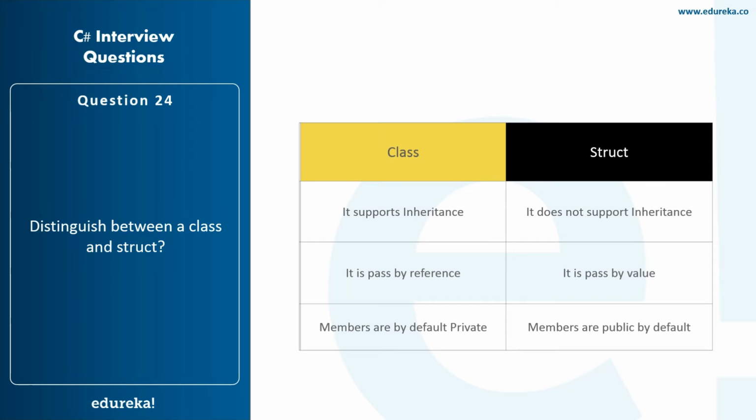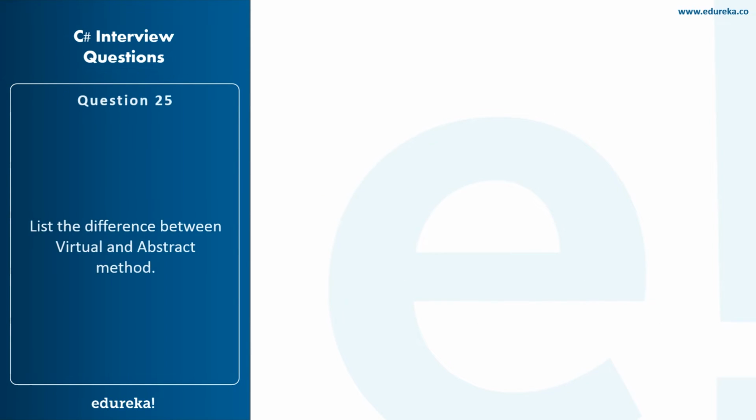So let's say you have written 2000, 3000 lines of code where you have not applied any functions. That basically falls under procedural oriented programming. So this is where the necessity of classes and objects and this whole object orientation comes into the picture. Whereas structures are considered good for small models. Now I'll move on and talk about my next question, which is list the differences between virtual and abstract method.